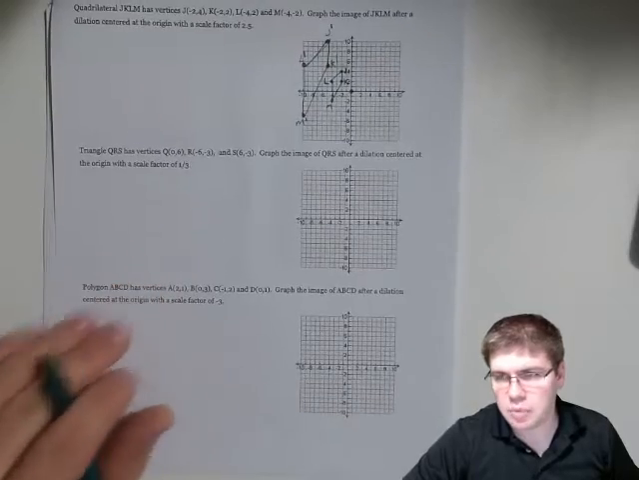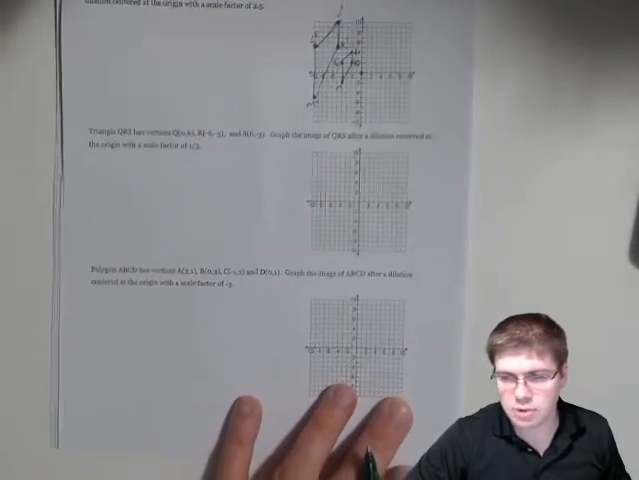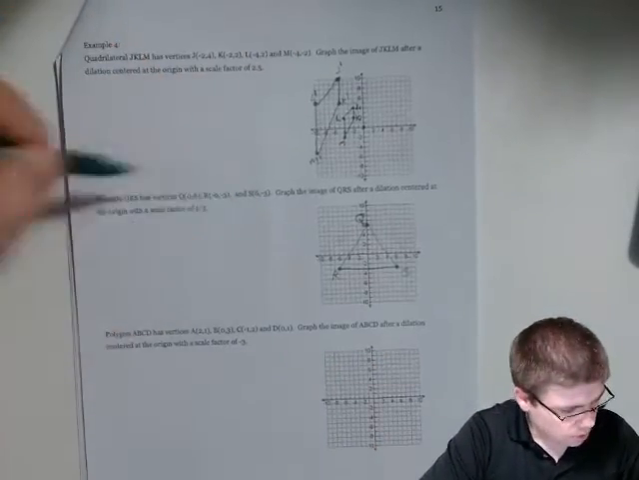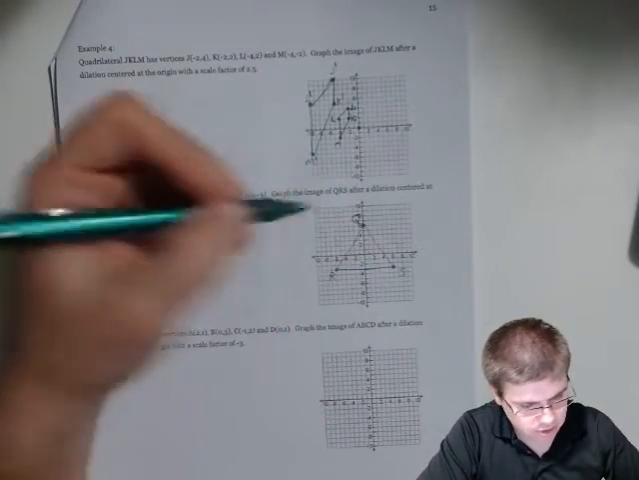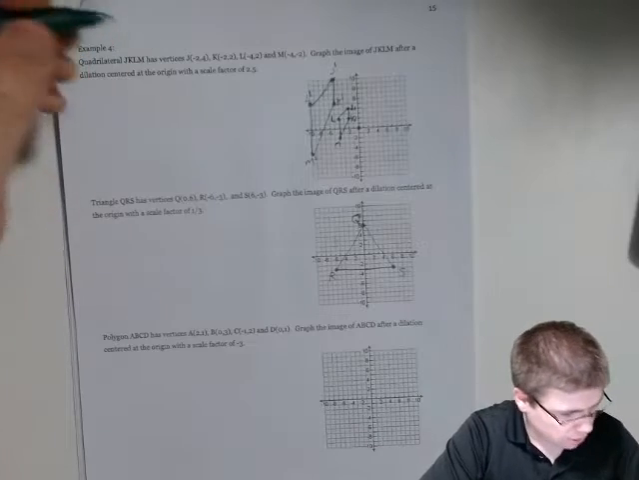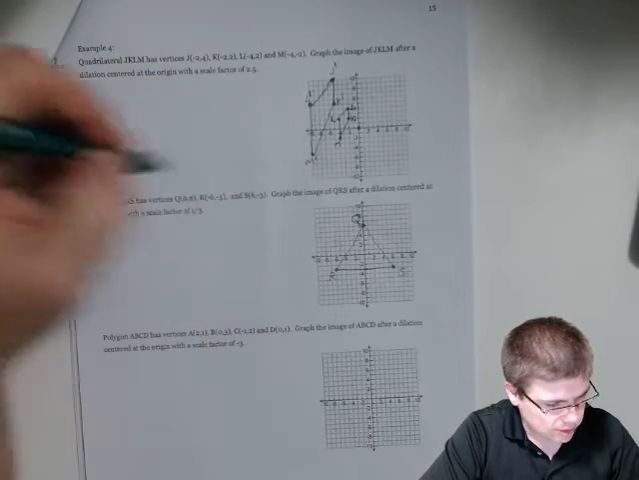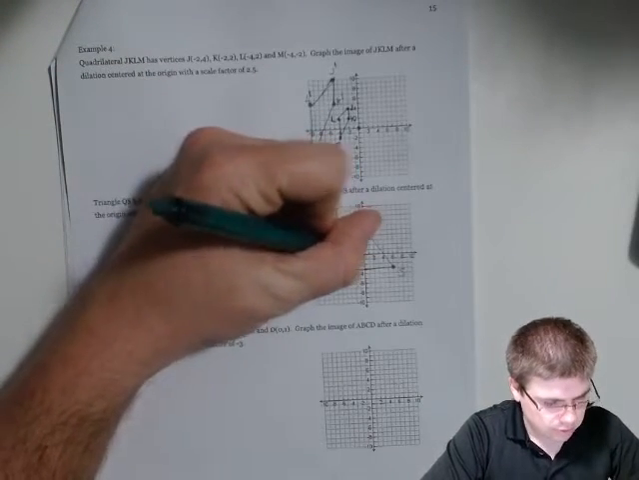All right, similar practice. You can go ahead and try these first. All right, so this one, we're going scale factor of 1/3. Got our original figure drawn, and then essentially all those dimensions are going to get multiplied by 1/3, and we are still centered at the origin, so we're going straight toward that point.